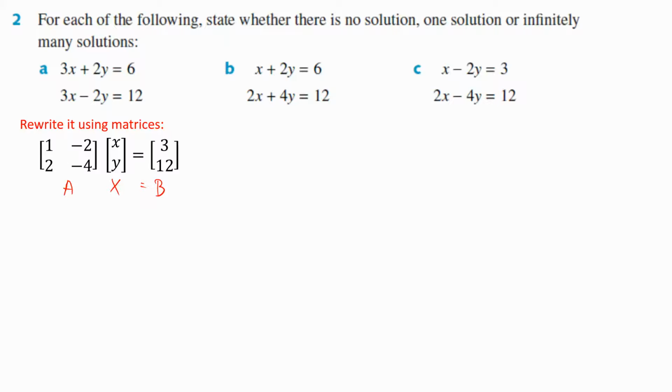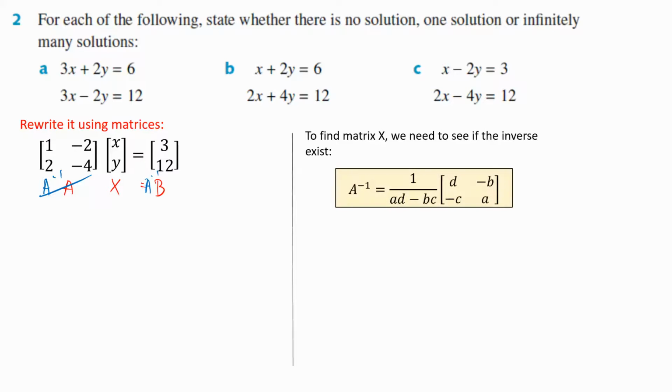If A inverse exists, then I can cancel these 2 out. If it doesn't, I can't. Therefore, I can't find X. So my first goal is, is there an inverse or not? Let's work out an inverse. It depends on the determinant. The determinant is AD minus BC, so 1 times -4, which is -4, minus -2 times 2, which is -4 again, and that gives you -4 plus 4, which is 0.